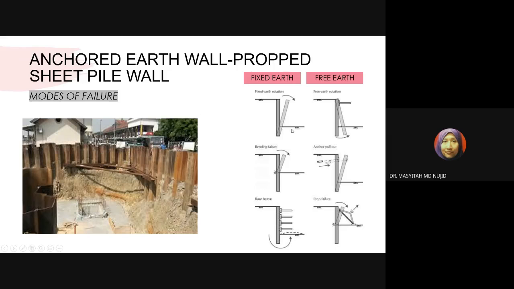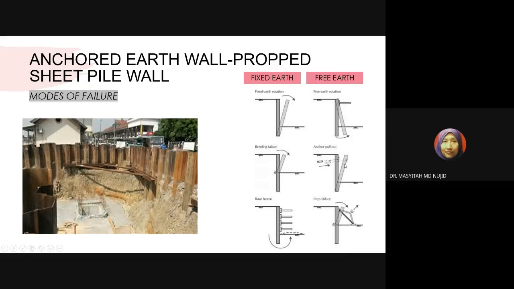Also, this figure shows similar modes of failure for different methods of design of the propped sheet pile wall. On the left side is failure for the fixed earth wall, while on the right side is failure for the free earth wall. The fixed earth wall may fail in rotation. Similarly, the free earth may fail in rotation about the top. And fixed earth may fail due to bending failure.